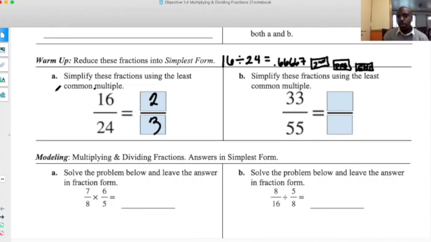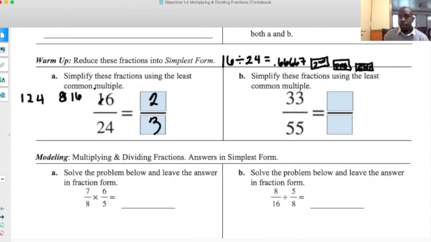One way of thinking about simplifying fractions is writing out all the numbers that multiply to give you 16. So 1 times 16, 2 times 8, 3, no, 4 times 4. Right, so this number over here is 8. So we have 1, 2, 4, 8, 16. Those are the numbers, 1 times 16, 2 times 8, and 4 times 4, that give you 16.